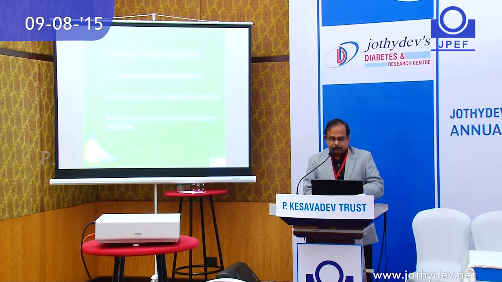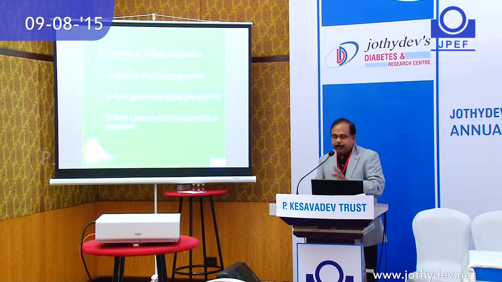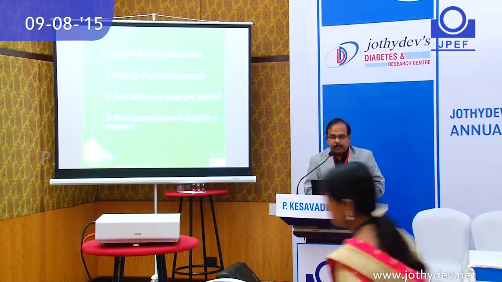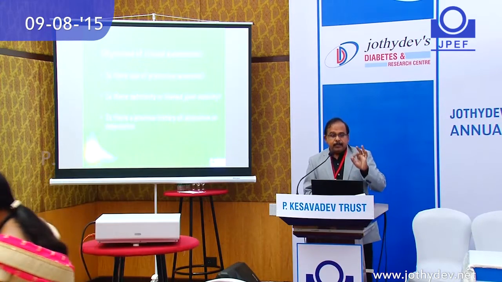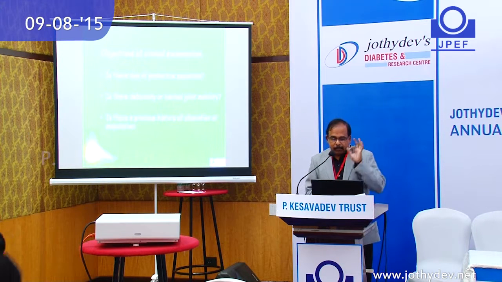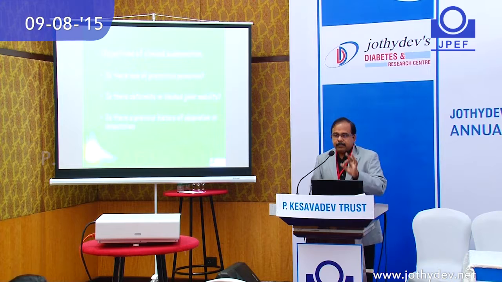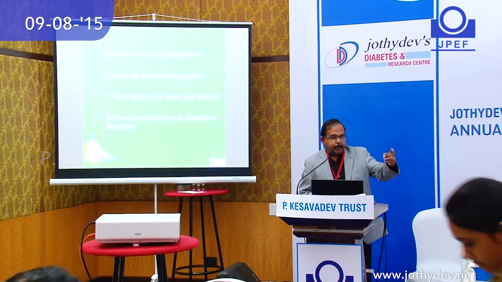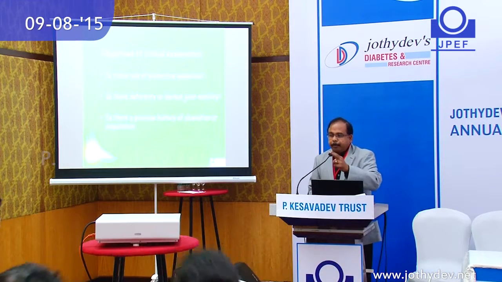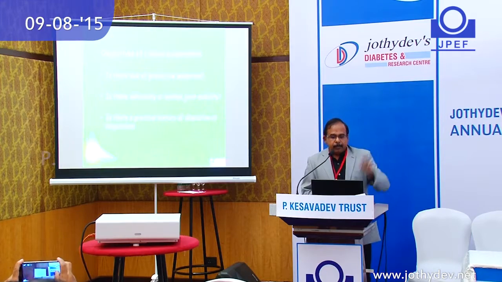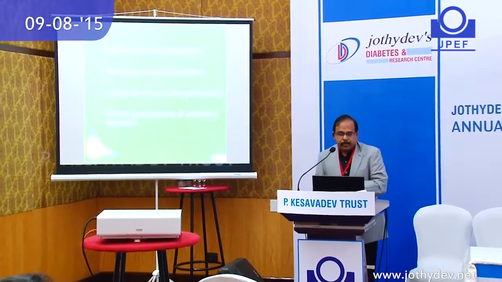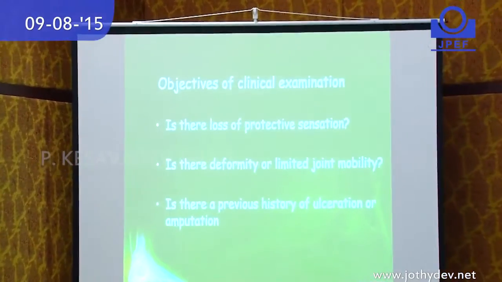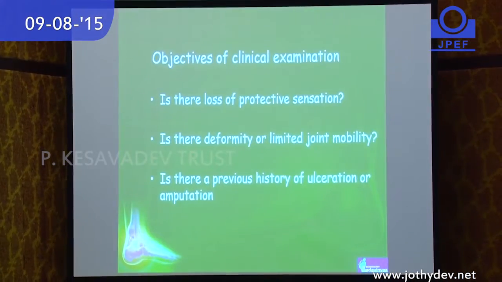Okay? Right? Dear friends, we'll go to the theory part. What are the objectives of clinical examination of the diabetic foot? There are three questions. One is LOPS. Is there any loss of protective sensation? The sensation which protects us from injuries, let it be your cornea, let it be your foot, let it be your fingertip. It is a sensation which helps keep you away from injuries, isn't it? So when there is loss of that sensation, the foot becomes vulnerable to injury. Is there any limited joint mobility or deformity? I will show you what limited joint mobility is later.